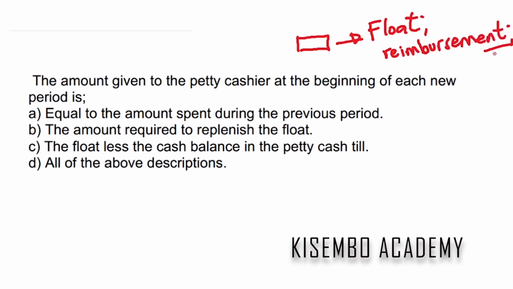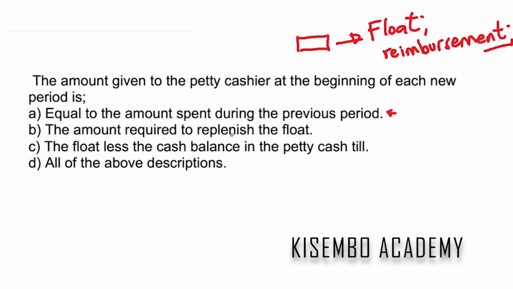And the reimbursement is always equivalent to the amount of money that has been spent in a given period. So let's say the amount given to a petty cashier at the beginning of each new period is equal to the amount spent during the previous period. Yeah, that is true. Let's go on.